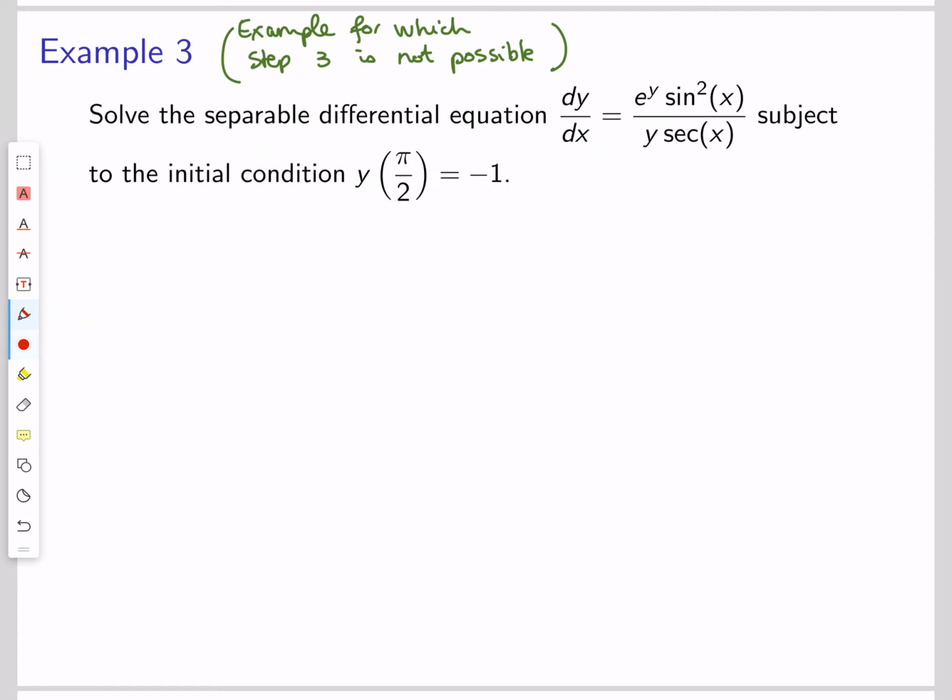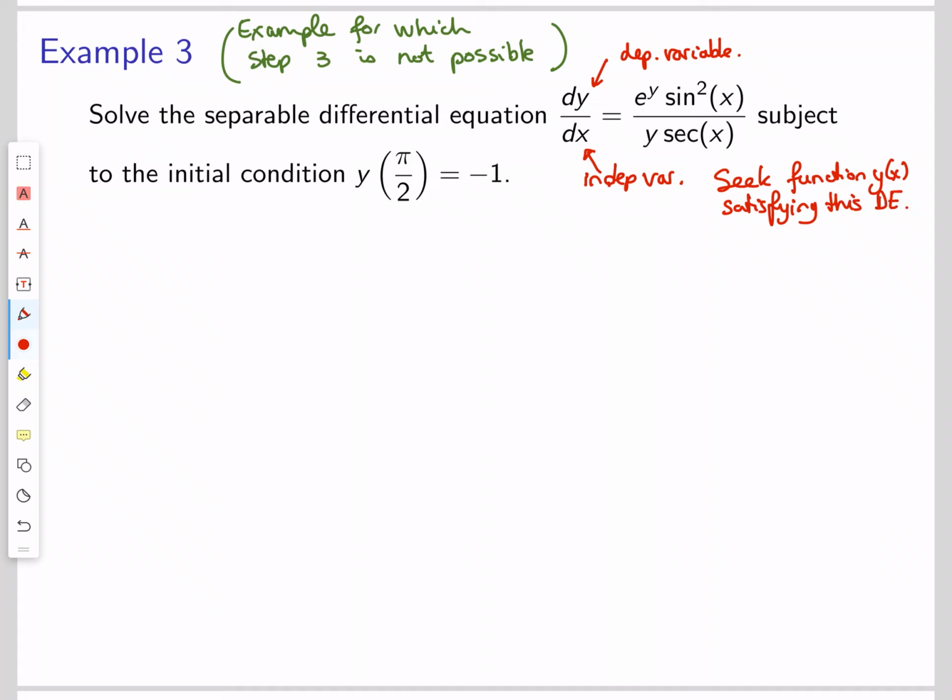It is to solve the separable differential equation dy/dx is equal to a fraction. In the numerator we've got e to the y times sine squared x, and in the denominator we've got y times the secant of x. Right away, let's identify that x is the independent variable and y is the dependent variable. So we seek a function y of x satisfying this differential equation.